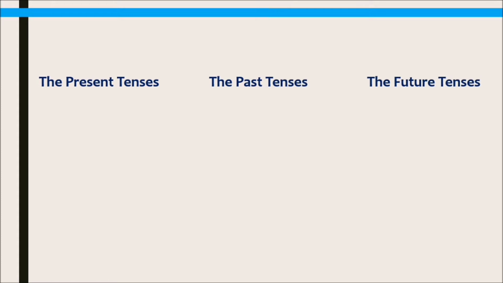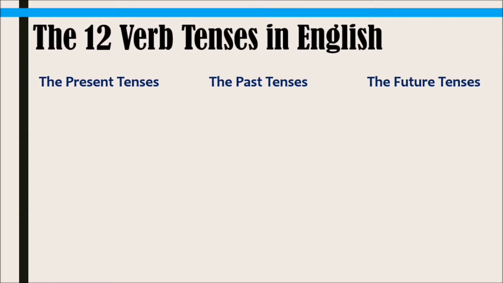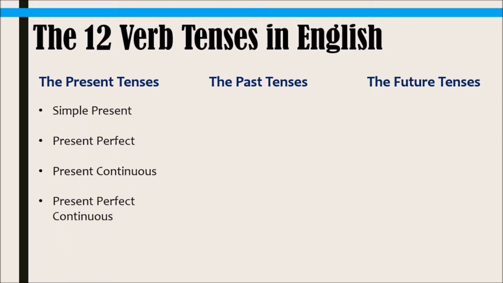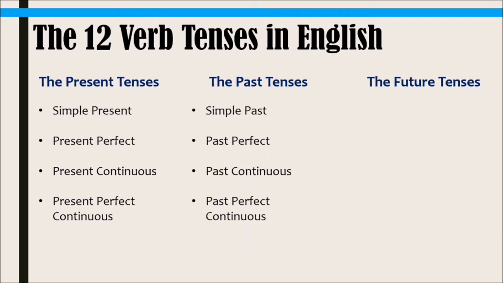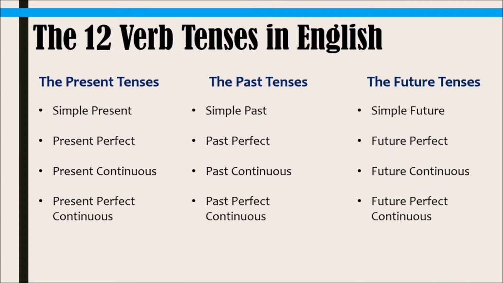Now, here's the main thing. Each of these classifications has 4 variants. That is why, in English grammar, we've got a total of 12 tenses of verb. For the present tenses, we've got the simple present, present perfect, present continuous, and the present perfect continuous. Now, the same idea applies for the past tenses and the future tenses. So, we have here the simple past, past perfect, past continuous, and the past perfect continuous. And for the future tenses, we've got simple future, future perfect, future continuous, and the future perfect continuous.